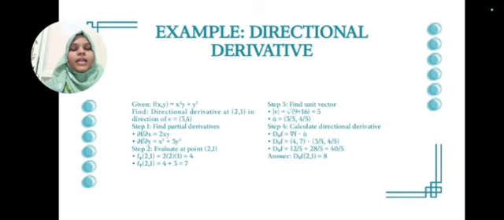Example for directional derivative. Given f of x, y is equal to x square y plus y cube, we have to find the directional derivative at (2, 1) in the direction of v is equal to (3, 4).